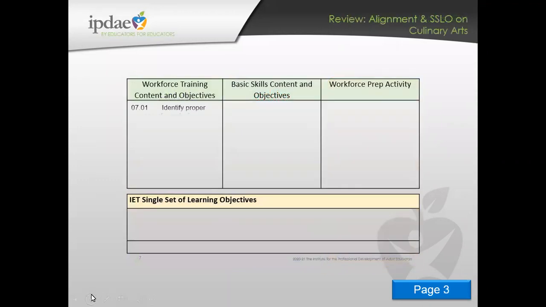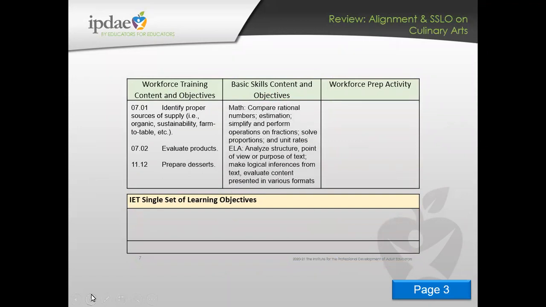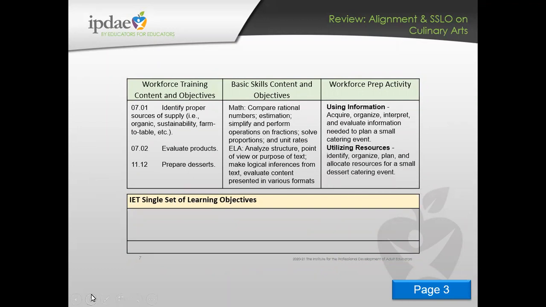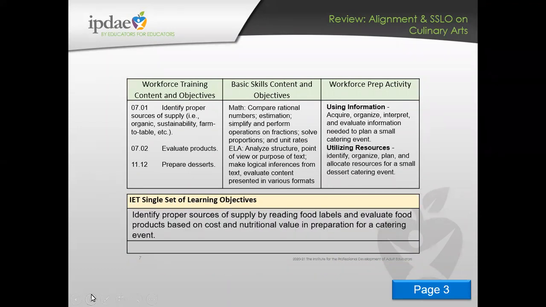So, to create your single set of learning objectives, all three components are fused together. As you can see from our workforce training content and objectives, basic skills content and objectives, and the workforce preparation, you can create your single set of learning objectives. And you can see that at the bottom, we have 2. Identify proper sources of supply by reading food labels and evaluate food products based on cost and nutritional value in preparation for a catering event, and prepare dessert for a larger serving size than indicated in the recipe. We created that by combining those workforce training content and objectives, the basic skills content and objectives, and then the workforce preparation activities.